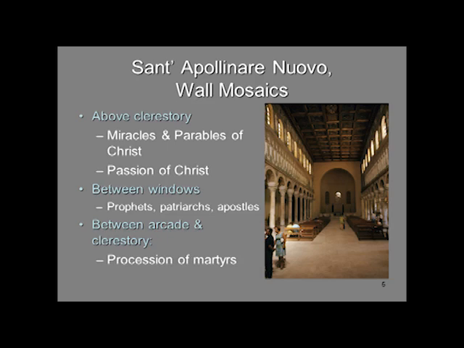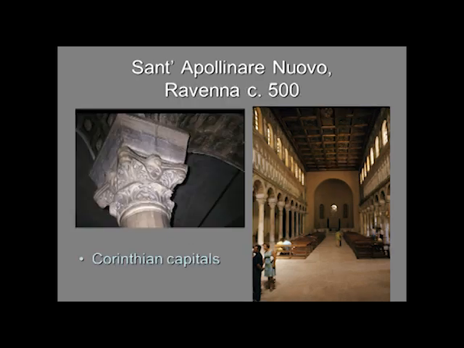The life of Christ, the miracles and the parables, is on the north side of the nave, and the Passion of Christ is on the south side. Between the windows, you have prophets, patriarchs, apostles, and then along that wall area between the clerestory and the arcade, you have a frieze that is the procession of the martyrs. On one side, the women. On the other side, the male martyrs.